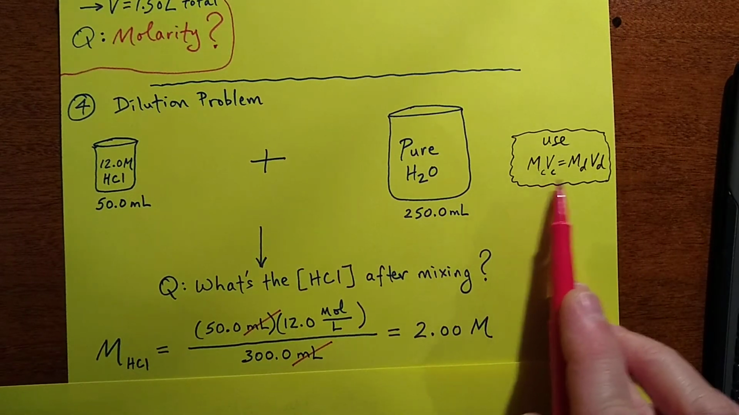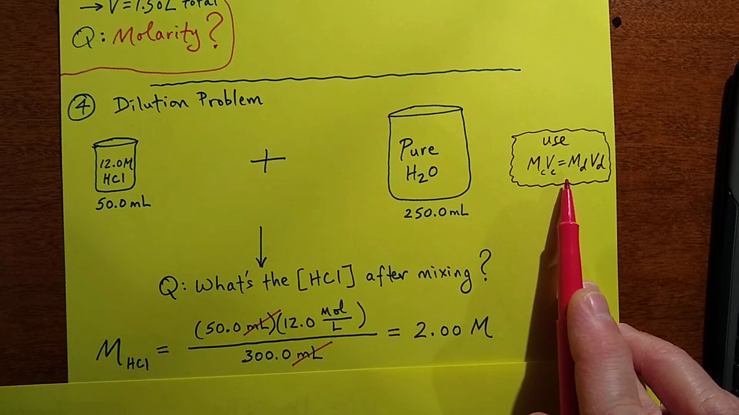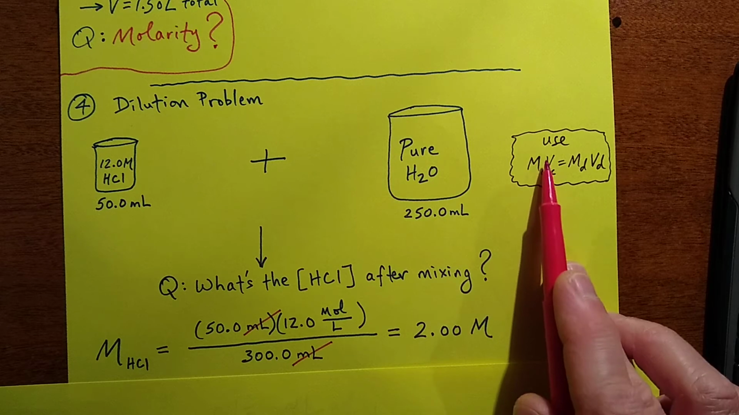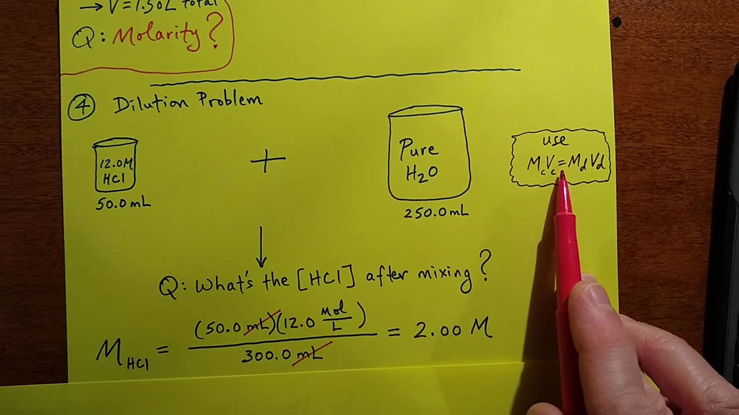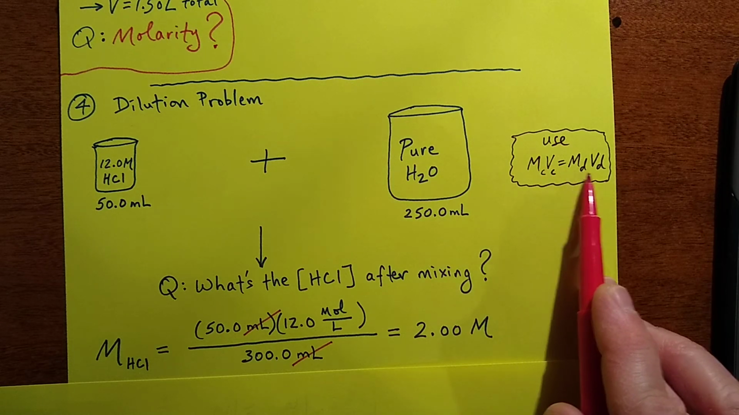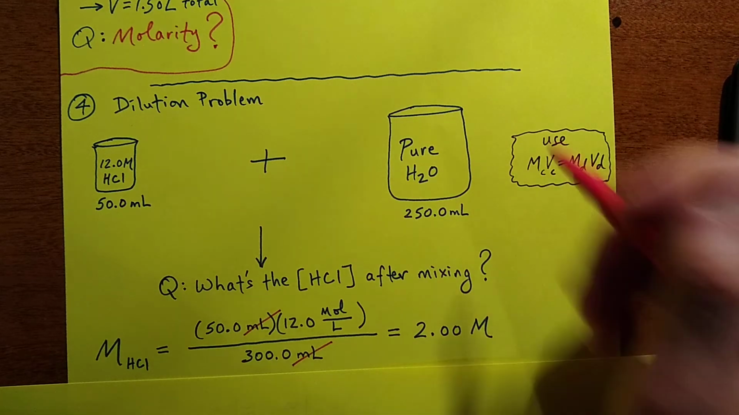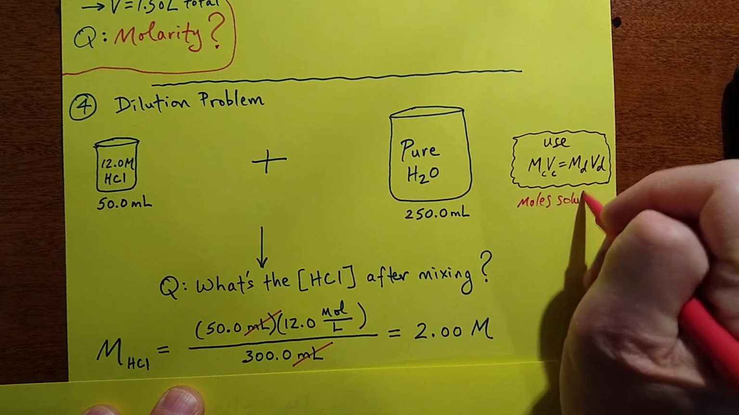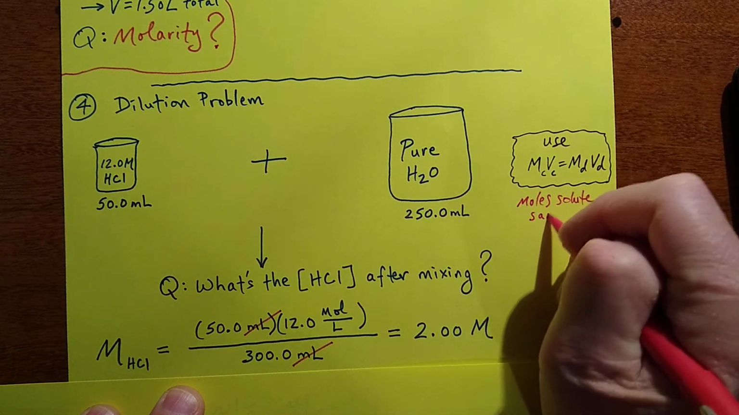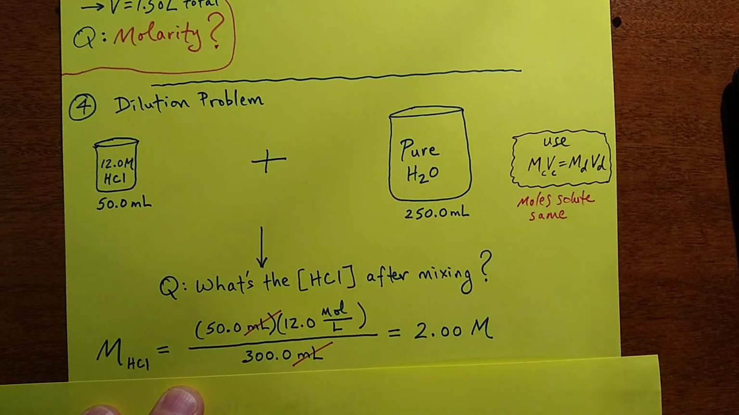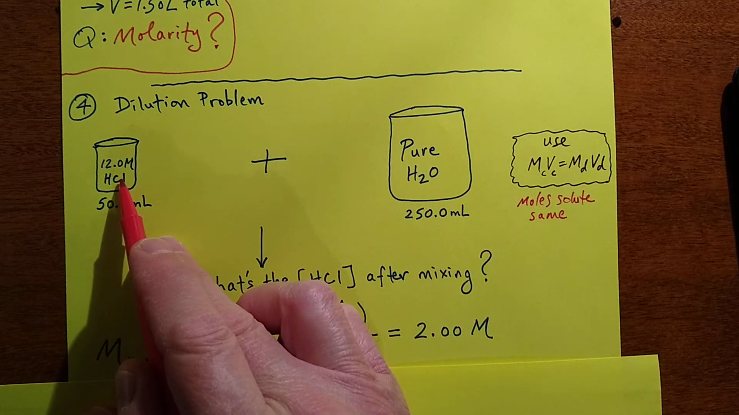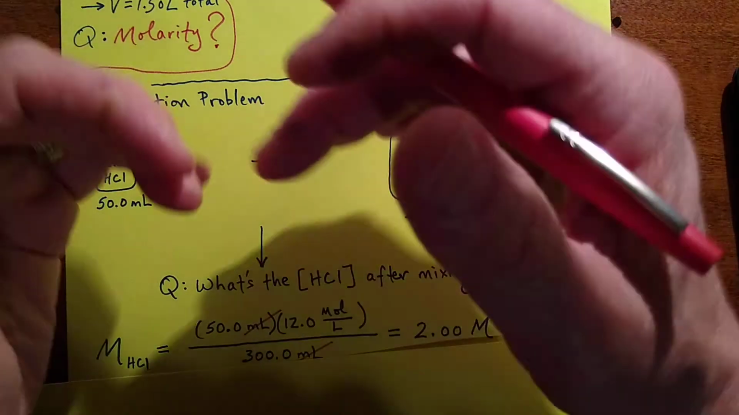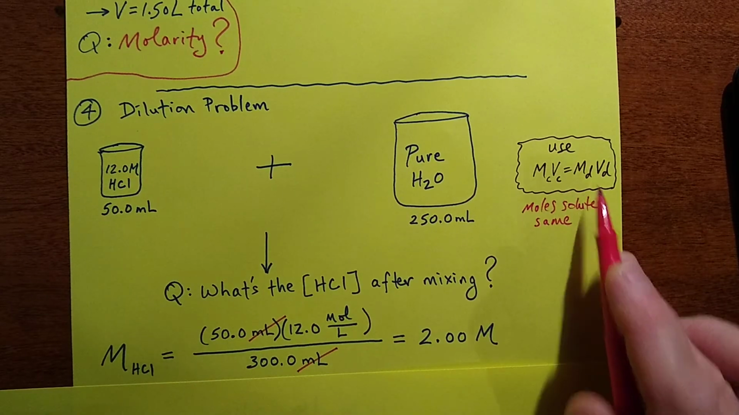So you can use this dilution equation: M sub C, V sub C, the molarity of the concentrated solution times the volume of the concentrated solution, equals the molarity of the diluted solution times the volume of the diluted solution. Again, all that is saying is that moles of solute is the same before and after. It's not changing. The moles of HCl before you mixed it is the same here, and it's the same when you combine the two. So that's what this is saying.